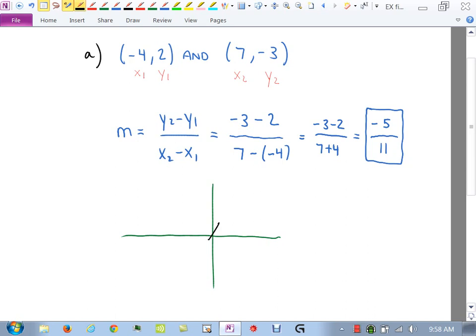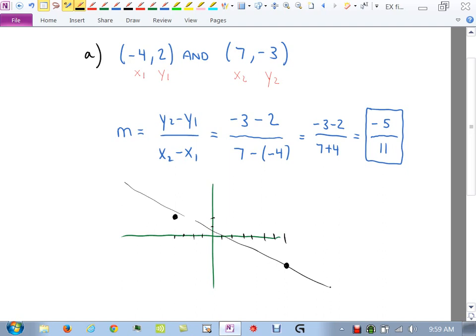Have a point starting at the origin there. Where do I go to plot (-4, 2)? Left 4, up 2. So if I did that, 1, 2, 3, 4, up 2, I would have a point here. And then if I plotted the other point, I'd have to go which way? Right 7, down 3. So I'd be like 1, 2, 3, 4, 5, 6, 7, down 3, 1, 2, 3, somewhere around there. And then I connect the 2 with a straight line, right?